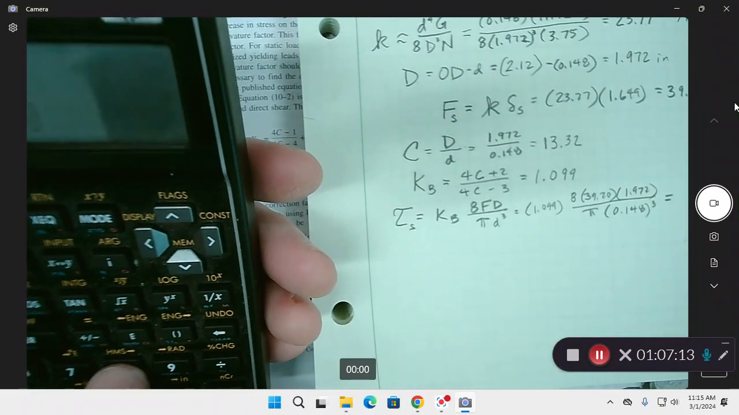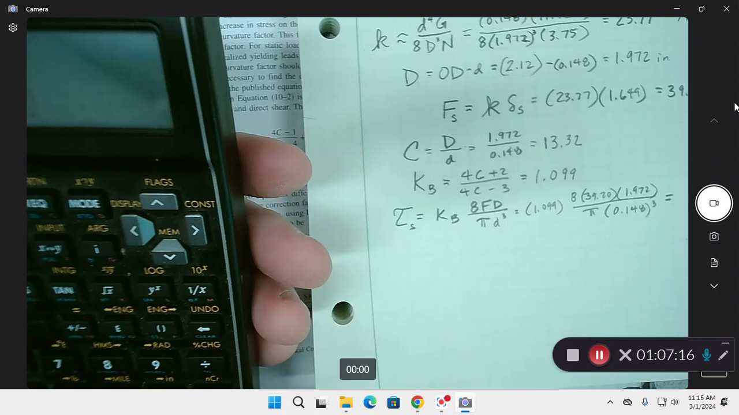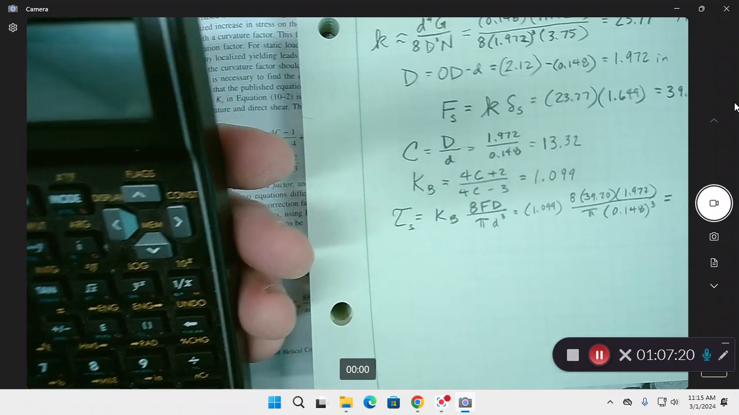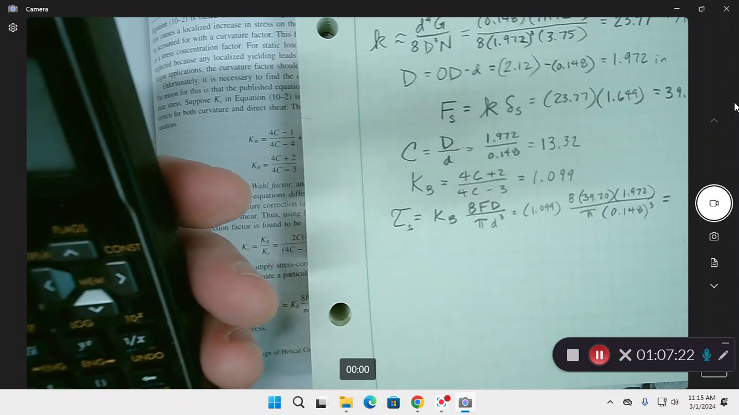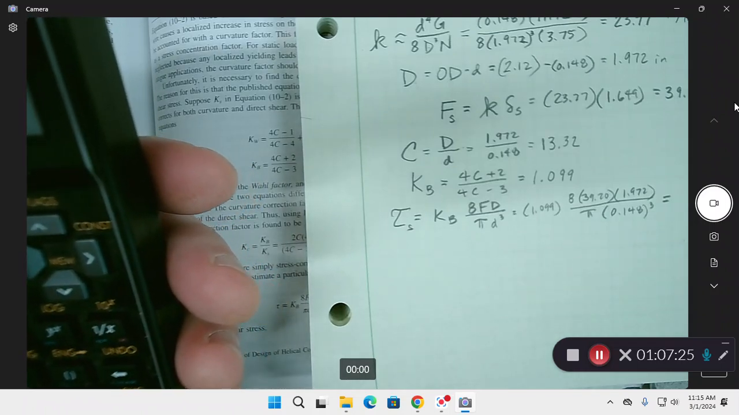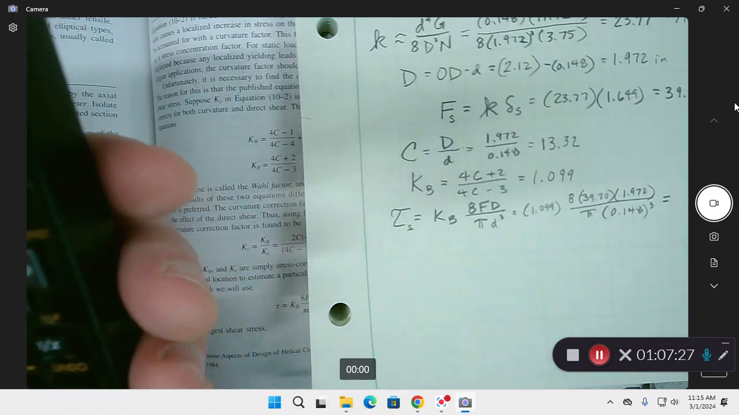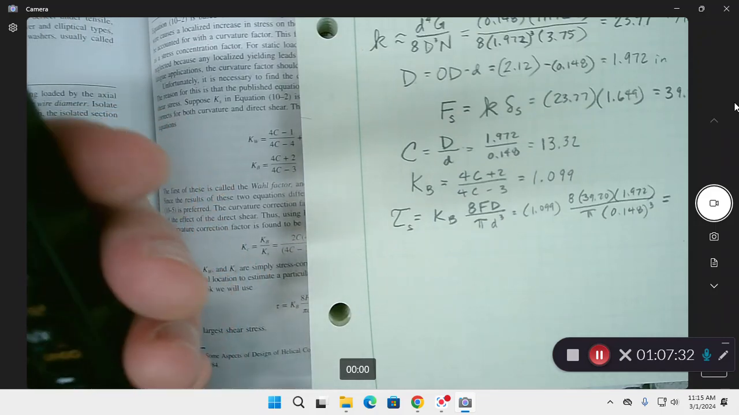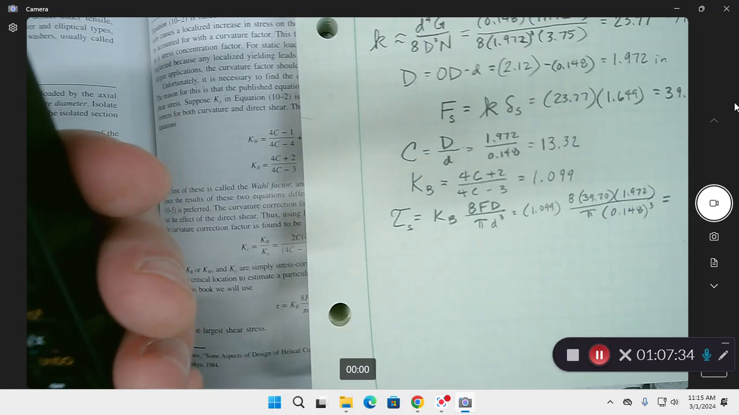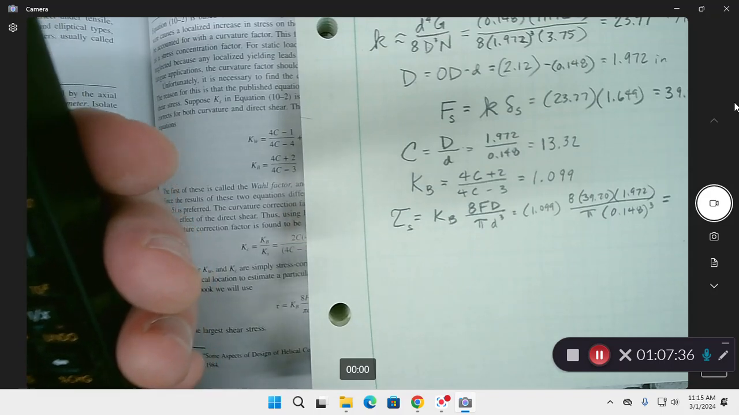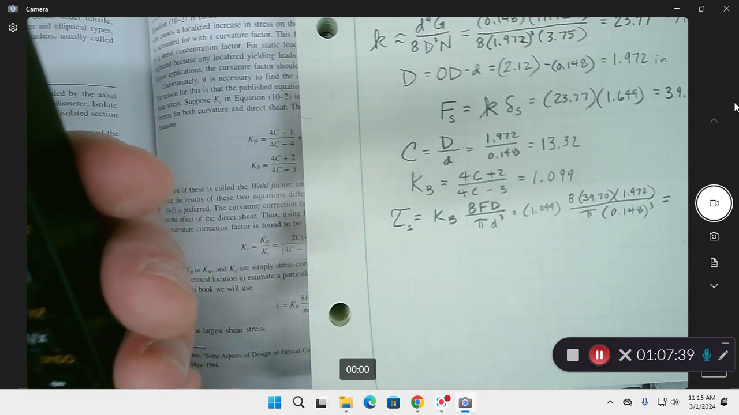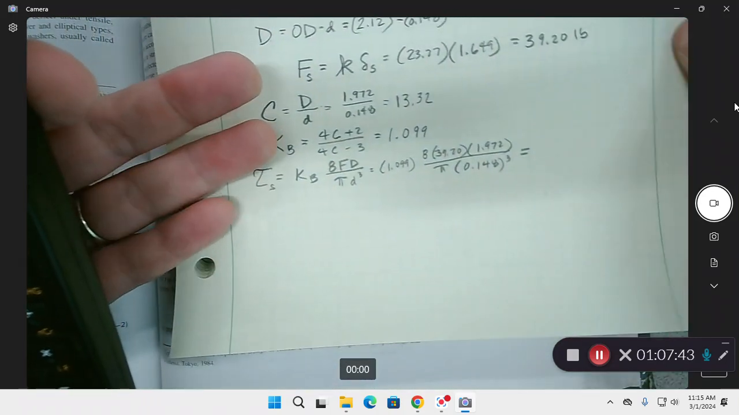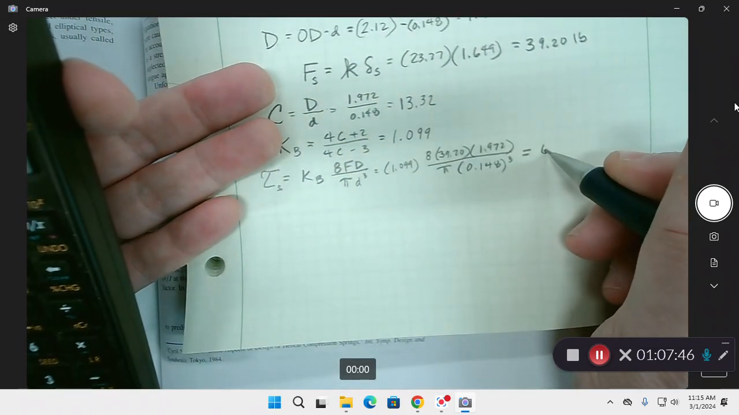Okay, so 8 times 39.2 times 1.972 times pi, divided by 0.148 cubed. It's not very high. I guess it is. 66,759.